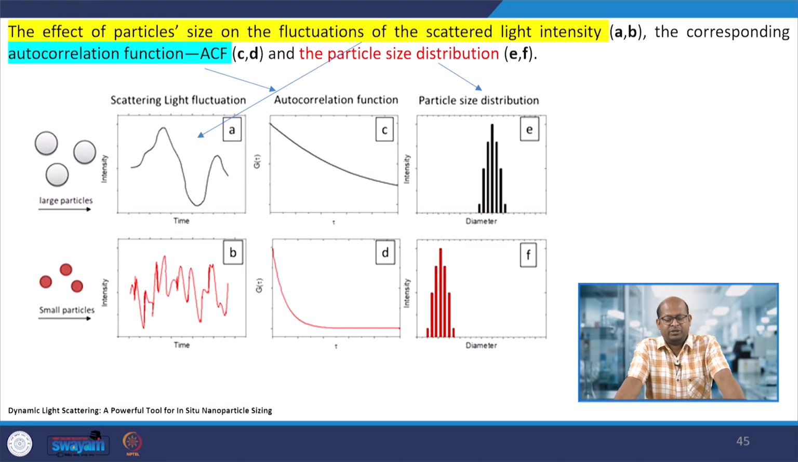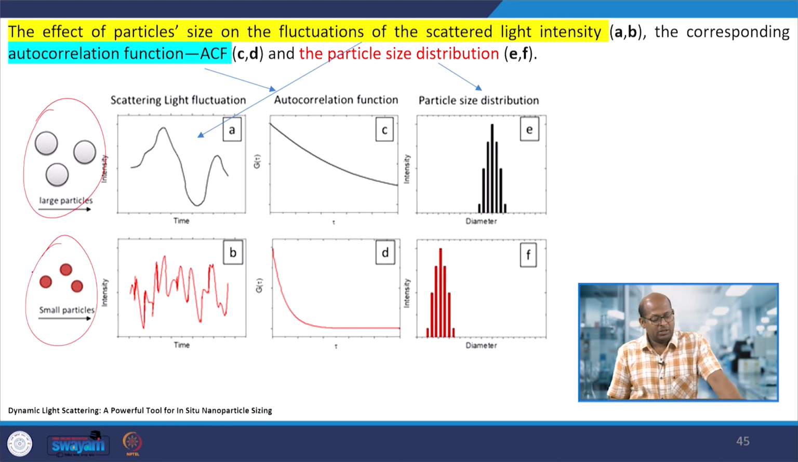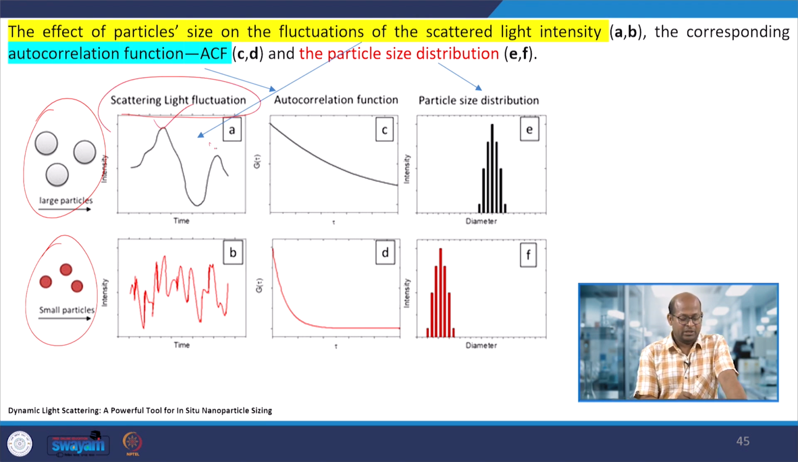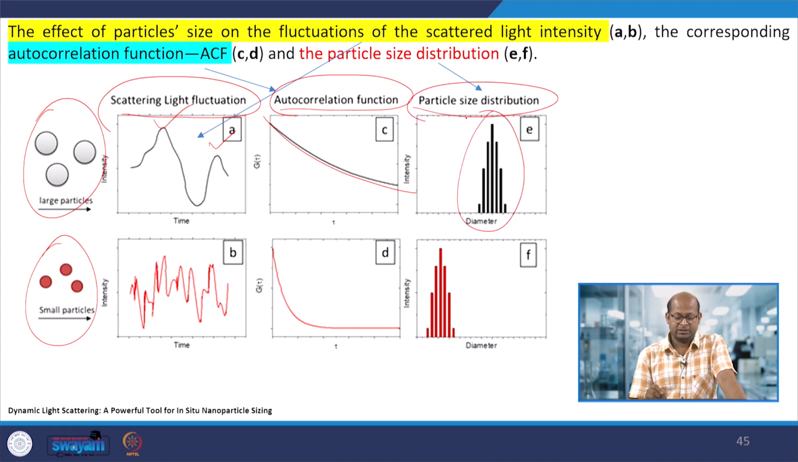Here are two different types of materials, large particles and small particles. The light passes through the sample, and here you can see the scattering light fluctuations. For large particles, after the autocorrelation function, we get the particle size distribution within that range of diameters. For small particles, the scattering light fluctuations are very fast since the molecules are very small. Then we do the autocorrelation function and get the smaller diameters, and this is the larger diameters we get.